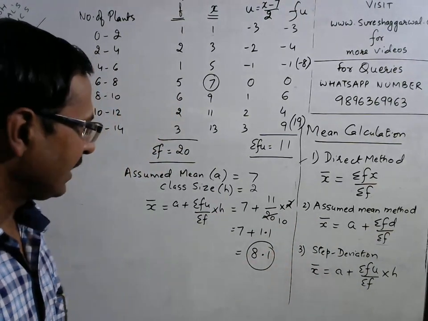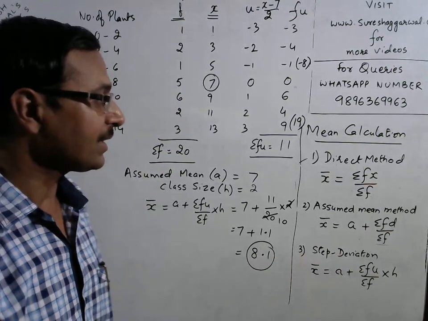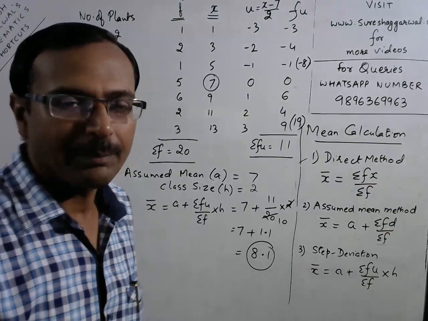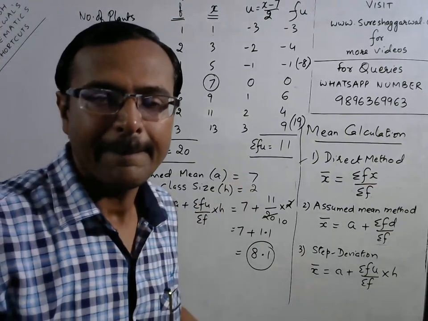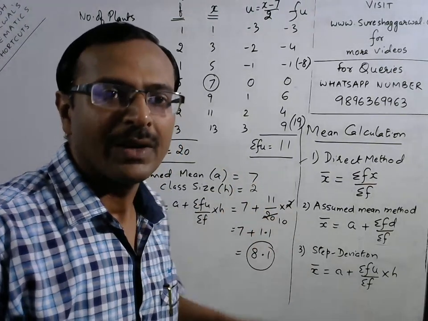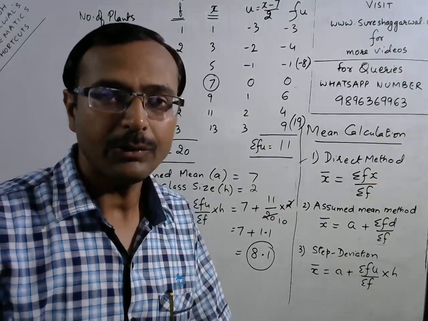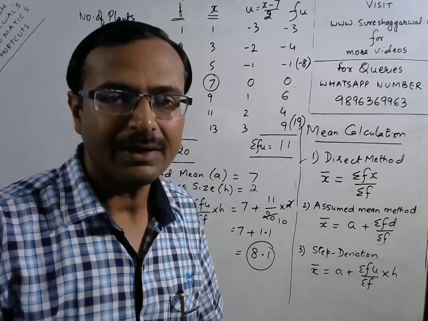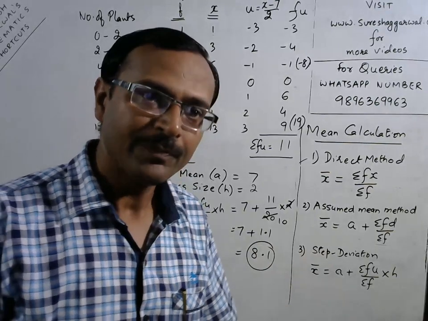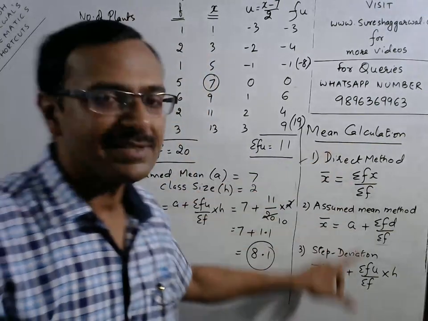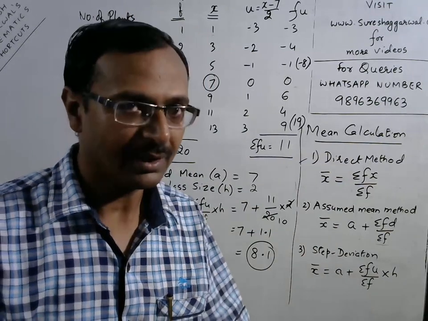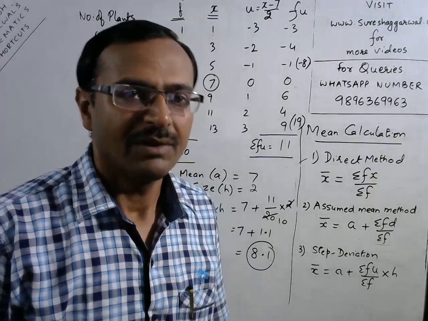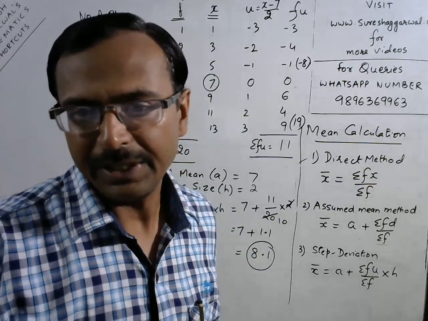So viewers, students, these are the three methods through which you can calculate the mean of grouped data. I have discussed in this video how you can calculate the mean, how you can convert discontinuous above type and below type data to the continuous form, and then apply any of these three methods to calculate the mean. Now there may be some different problems which are based on mean.